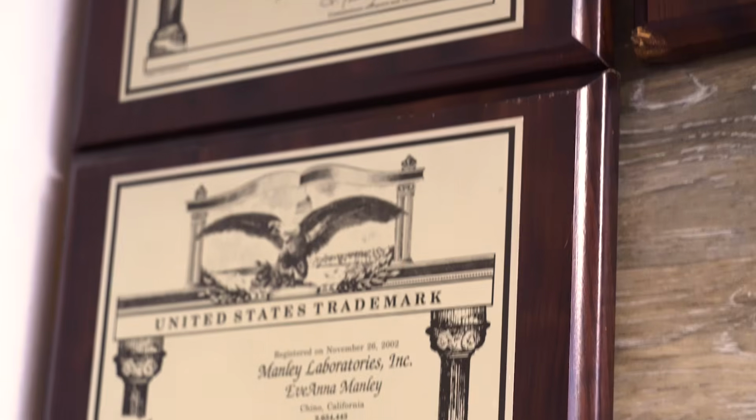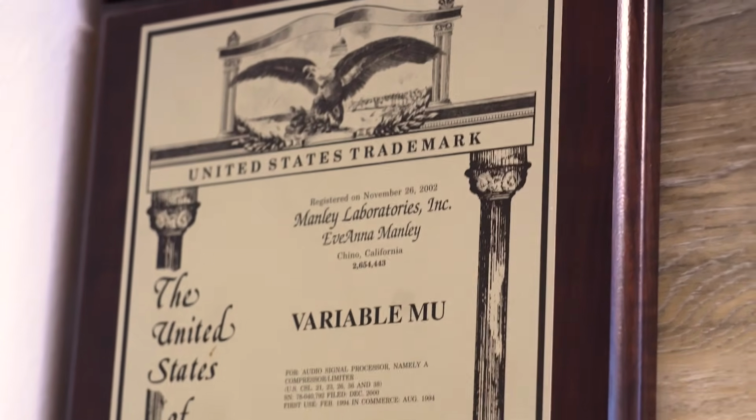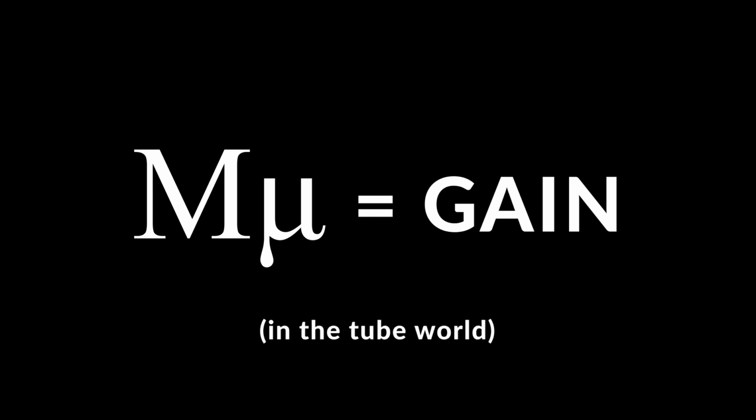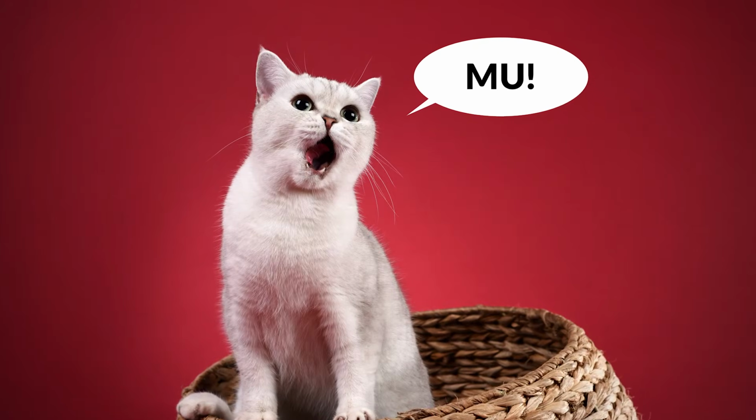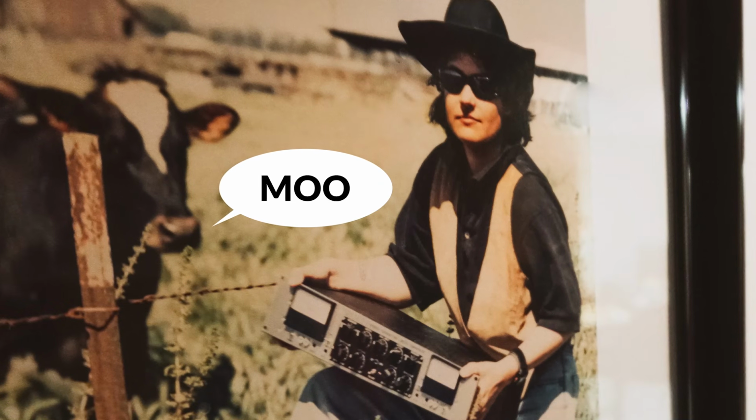Now, the variable mu has been around for an awfully long time, but some people don't really know what the history of that unit is. Where did it come from? So I'm going to tell you all about that today. So mu is a Greek letter, and in the tube world, we call that gain. That's what mu means. And we pronounce it kind of like a mewing cat, mew. Not necessarily like what a cow says, moo.